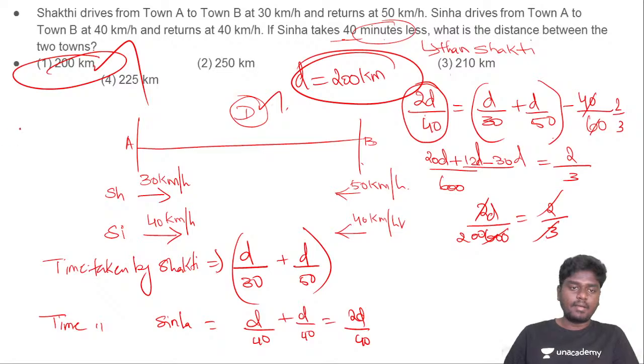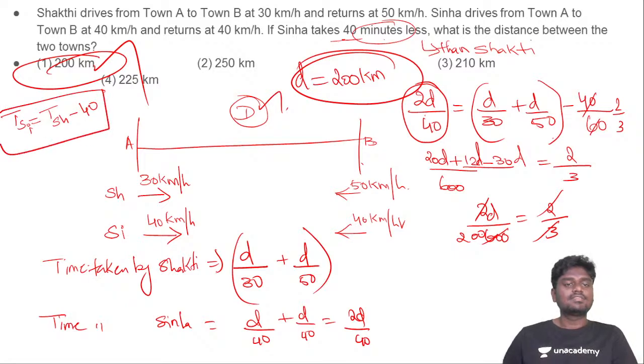LCM is 600. So 600 means you get 30 into 20. So 20d plus, this thing is what? Yes, exactly. Sinha takes 40 minutes less. So how will it be exactly there? Time taken by Sinha is equal to time taken by Shakti minus 40. Is that right or not? That's what I did here.